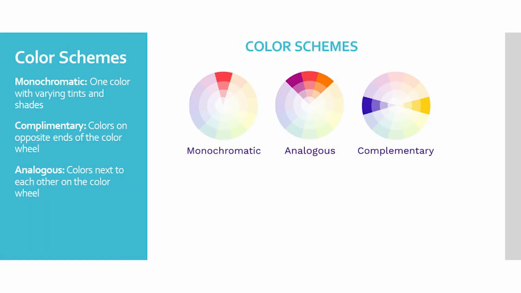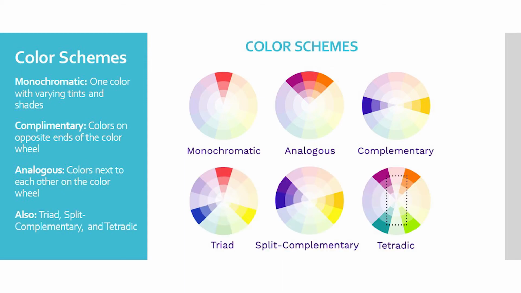So to recap, we have monochromatic, complementary, and analogous. There's also 3 more, but we don't need to dive into that. I just wanted to show you that there is more, but you don't need to write those down.